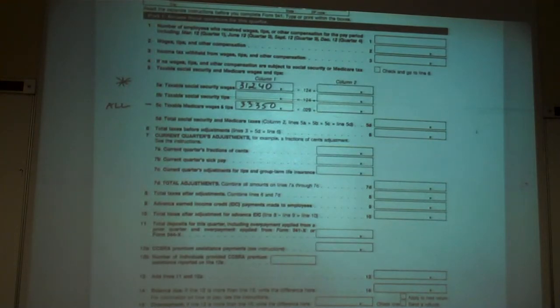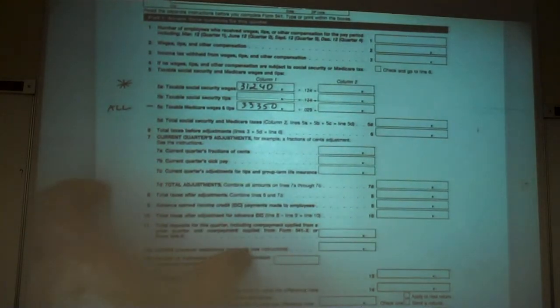What number do you have for 5A in column 2? 3,000. And how many cents? I didn't hear you share. 76. 3,873 and 76 cents. And then 5C, does anyone have that number? $967.15. Okay, 967.15.